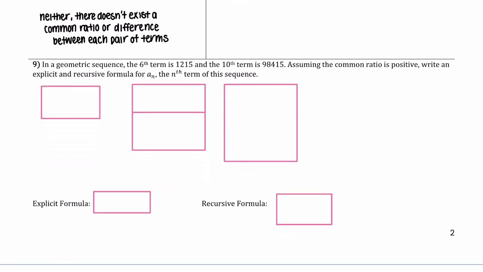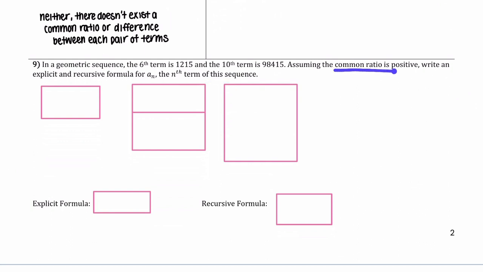Moving on to number 9, it says, In a geometric sequence, the 6th term is 1,215 and the 10th term is 98,415. Assuming the common ratio is positive, write an explicit and recursive formula for the nth term of this sequence.